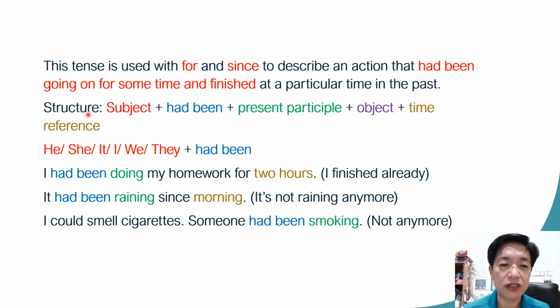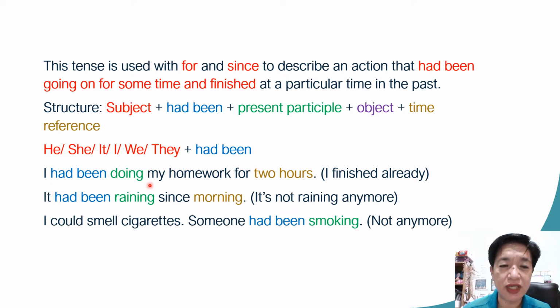So here's the structure: the subject followed by had been, the present participle or the verb ing followed by the object, and time reference. So what makes this easy is that each of the pronouns he, she, it, I, you, we, they is followed by had been. That's all. Only had been.